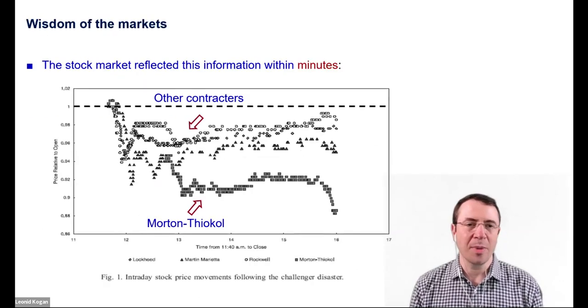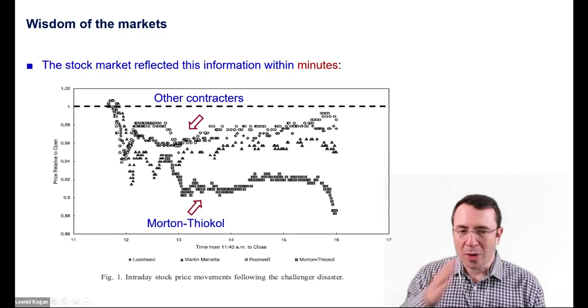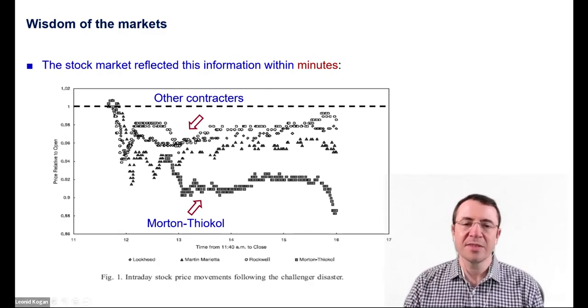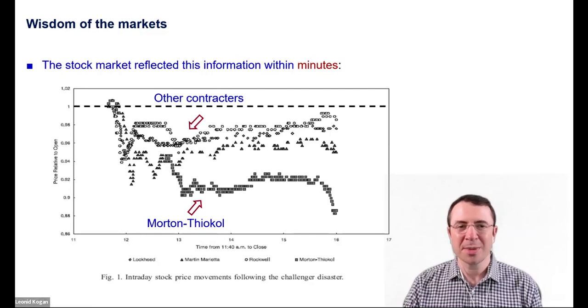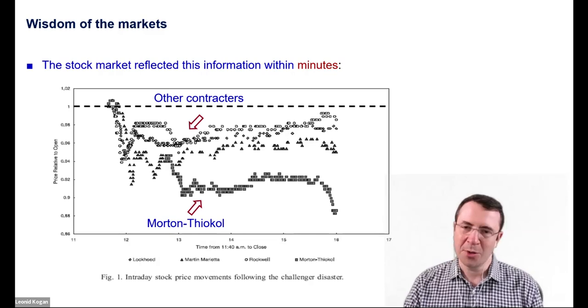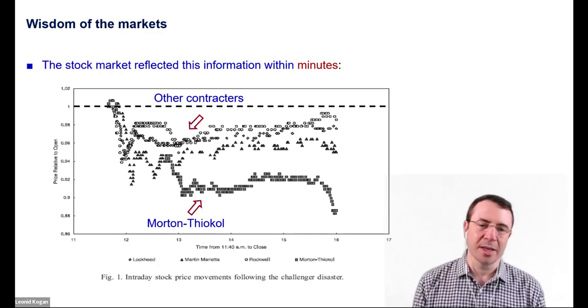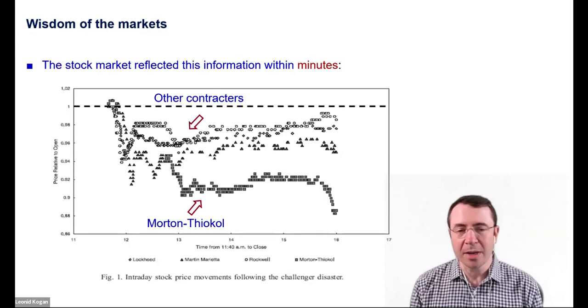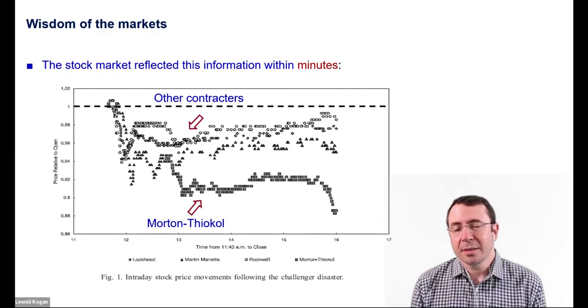Now, if you look at the stock market action around this event, this is minutes into the event, what you would notice is the following. Very shortly after this, basically seconds into it, the market value of these various contractors dropped because it was clear that someone is going to be responsible. It was not obvious who. So you see here companies like Lockheed Martin, Morton Thiokol is one of them, Rockwell, and all of them drop in value.